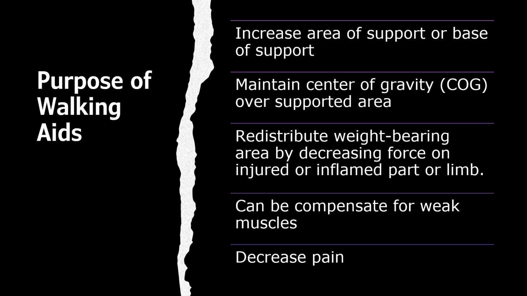And the third one is redistribute weight-bearing area by decreasing force on injured or inflamed part of limb. Maksudnya adalah untuk mengatur kembali weight-bearing area dengan mengurangi tekanan pada bagian kaki yang mengalami cedera ataupun peradangan. Then, to compensate for weak muscle atau mengimbangi otot-otot yang lemah dan menggantikan perannya dalam cara jalan pasien.